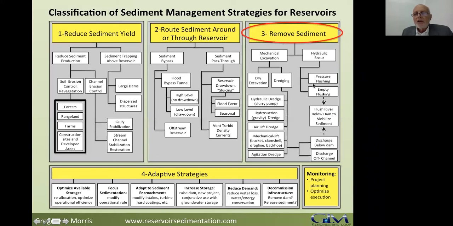Now notice that hydraulic flushing, obviously you're going to flush the sediment downstream, and dredging, you may also be placing sediment downstream. And under both of these strategies, there may be the need to flush the river below the dam to mobilize those sediments that were released downstream.